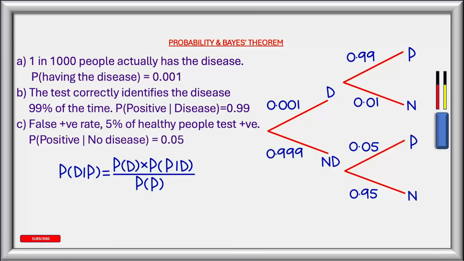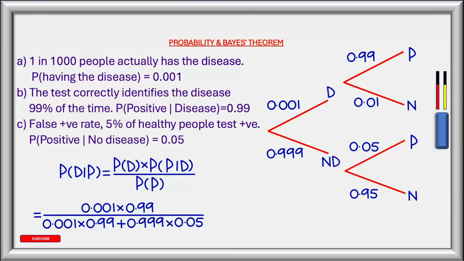And now if we apply Bayes' theorem, the probability of having the disease, given that we've tested positive, is the probability of having the disease multiplied by the probability of testing positive, given that we have the disease, divided by the probability of testing positive. And so the probability of having the disease we know is 0.001. And the probability of testing positive, given that we have the disease, so this branch here on the tree diagram, is 0.99.